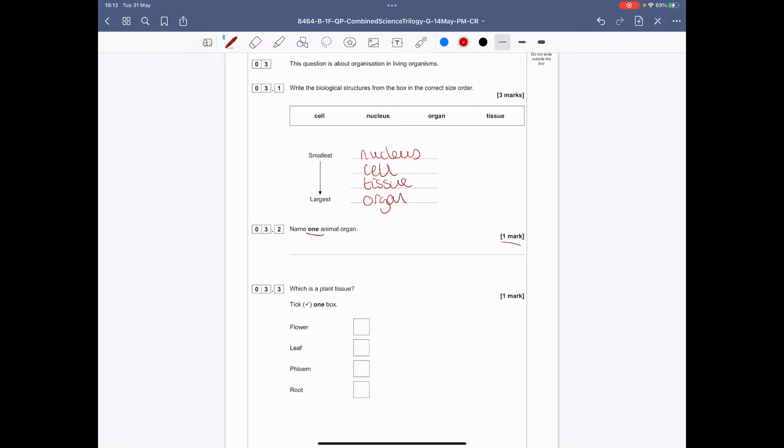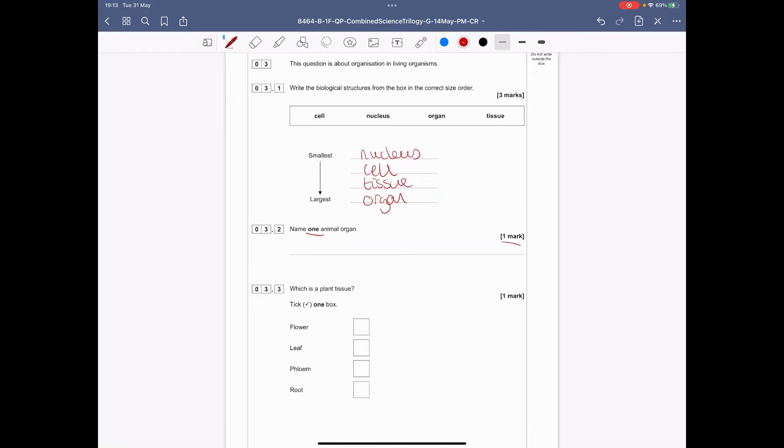So you could say any from this list: bladder, brain, heart, small or large intestine, kidney, liver, lung, pancreas, skin or stomach. So any of those, just have to put one of them and that would give you the mark.